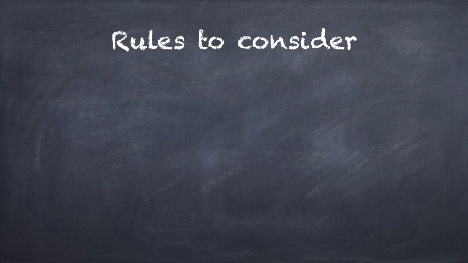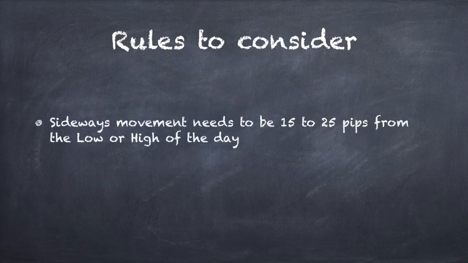So some rules to consider. The first thing is the sideways movement needs to be about 15 to 25 pips from the high or low of that day. So when the market makers move and create that spike to make that first leg, and then they come back down again, and then they start moving sideways. When they start moving sideways from that particular moment to the very top of where they spiked the high, that should be anywhere from 15 to 25 pips.